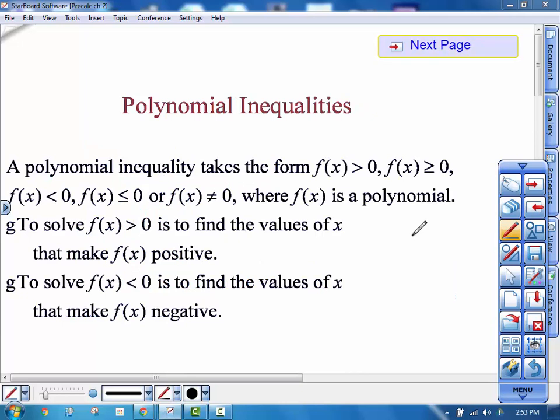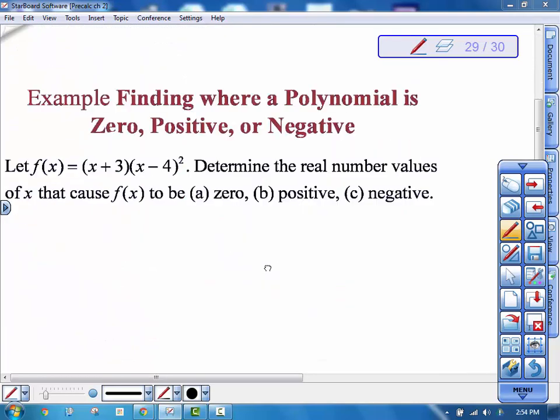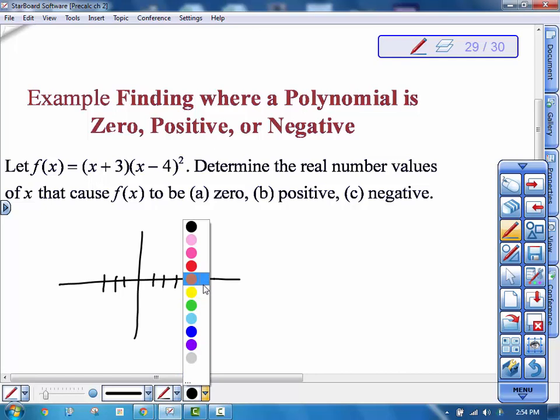Okay, so these polynomials are going to be some functions either greater than 0 or greater than or equal to, or less than, and we need to find all the values that make that true essentially. So let's look at an example. Here's a cubic function. Now we know what this cubic function looks like. We know that it goes through -3 and 4, and we know that it's got an odd multiplicity at -3, so that means it crosses the x-axis, and it bounces off at 4 because it's got an even multiplicity. So we know it looks something like that, and we can then easily answer where it's 0, positive, or negative.